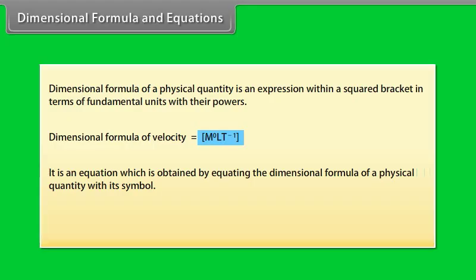Let us take an example. Dimensional equation of velocity is V is equal to [M^0 L T^-1].